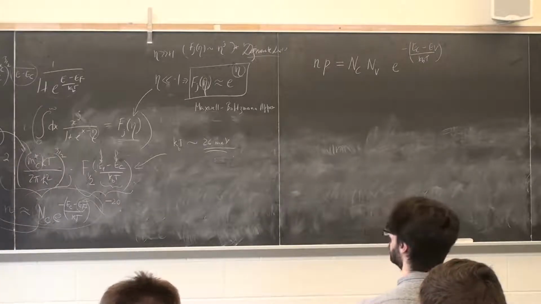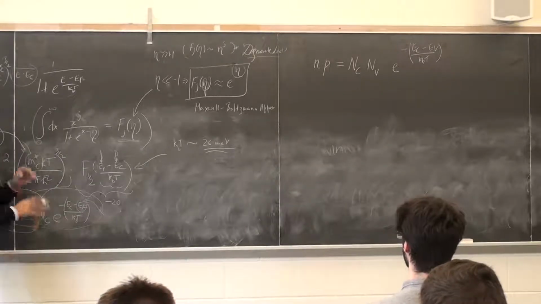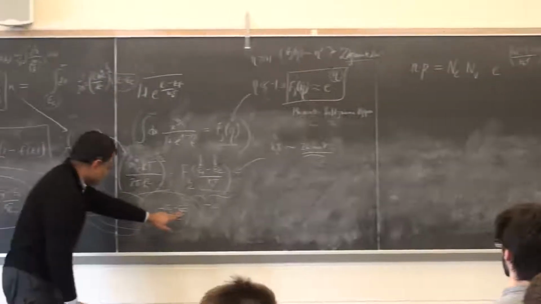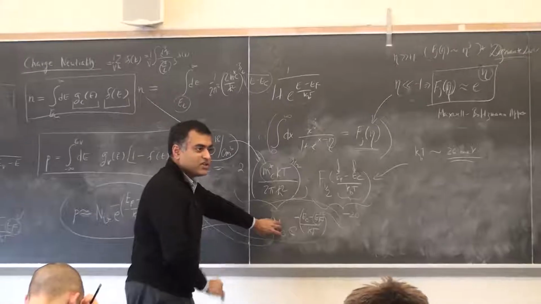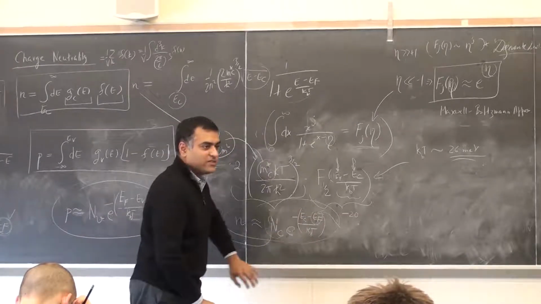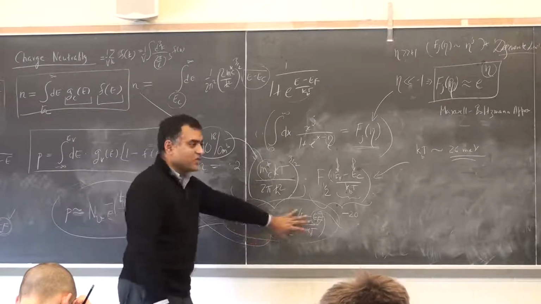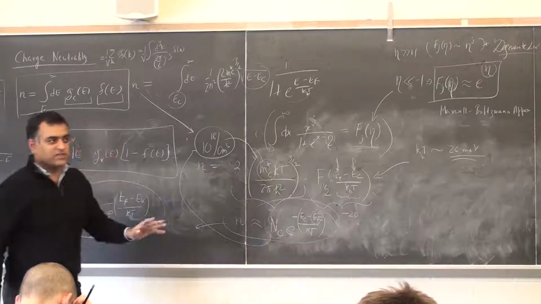The reason I did it is because I want to show that typically, if the Fermi level is inside the gap, you have fewer carriers than the DOS. That's why, and e to the power of a negative number is less than 1. That's why I just wanted to show that.